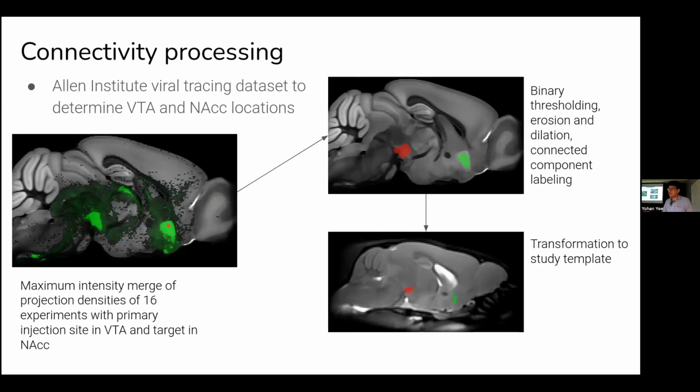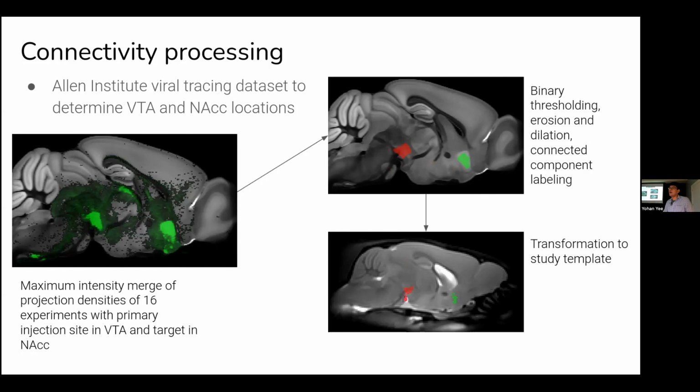And so we again went to the Allen Institute's viral tracing data. We picked out about 16 experiments in which they injected in the ventral tegmental area. We found all of these experiments projected to the nucleus accumbens. And then we essentially used image processing methods to binarize out these two regions and create a nucleus accumbens mask that's shown in the green and a VTA mask that's in the red.